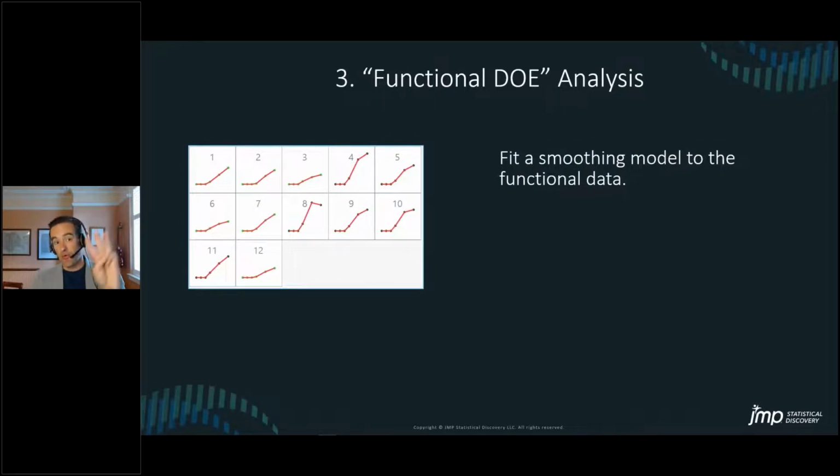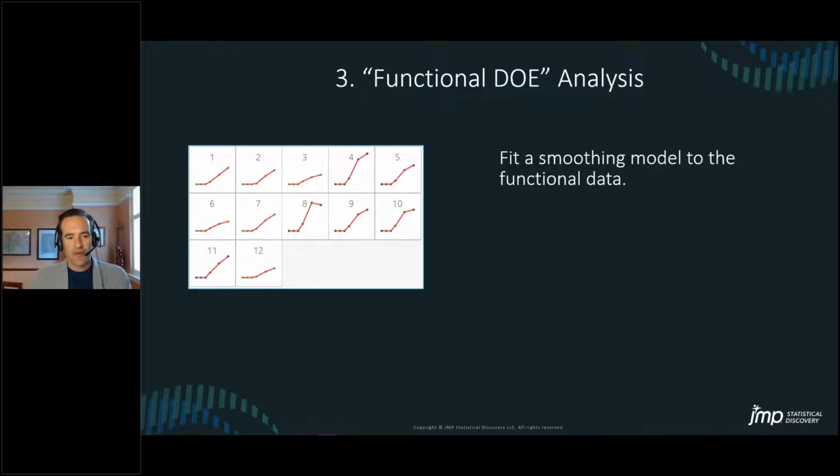Okay, number 3. So this is the final method that I'm going to talk to you about, which we call functional DOE analysis. And I should say this is the language that we use at Jump. It's not necessarily the language that's used more broadly. I'm not sure if there's necessarily a consensus on what the right term is to use for these different modeling techniques, because a lot of it's quite new.